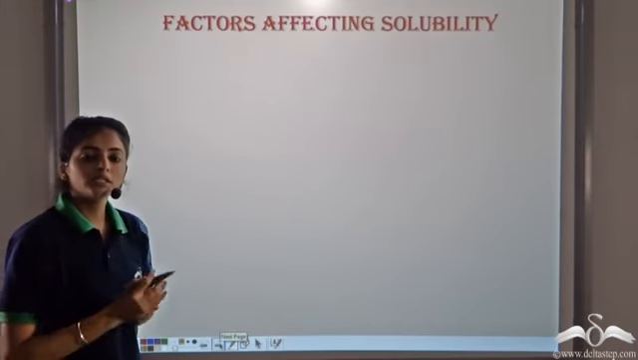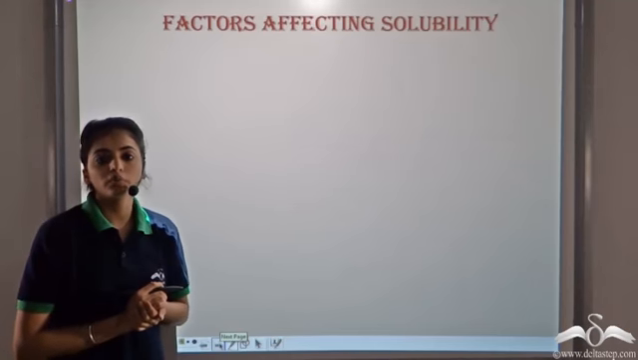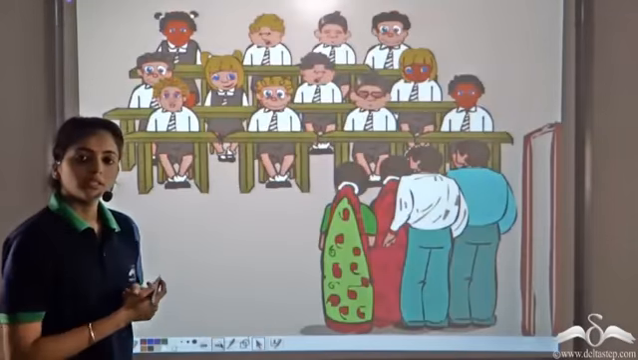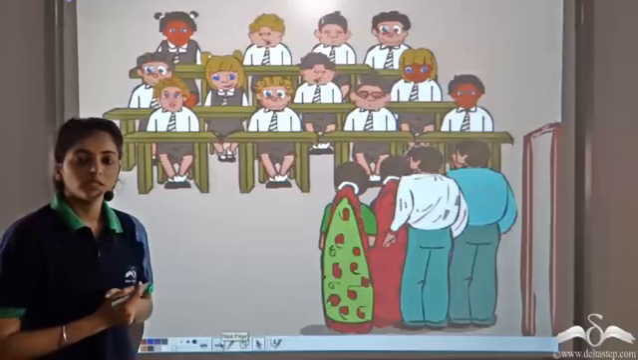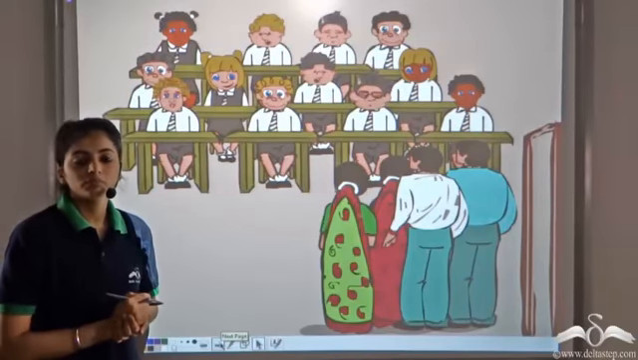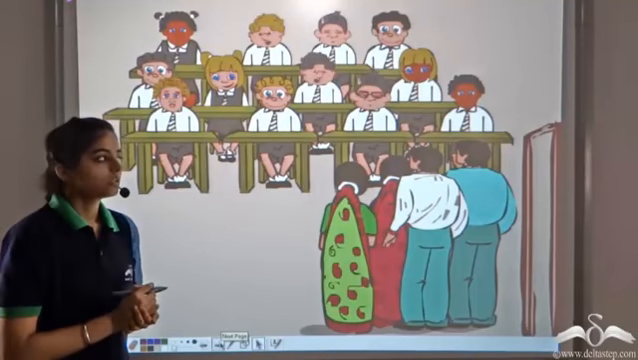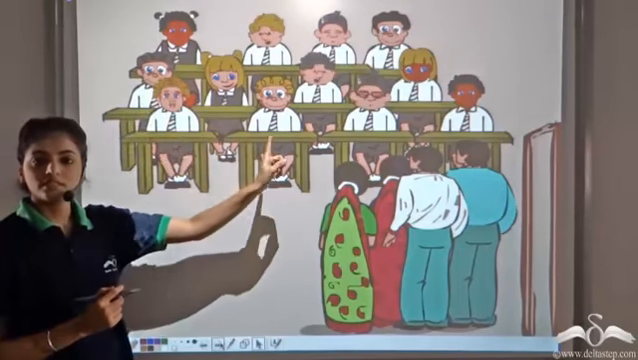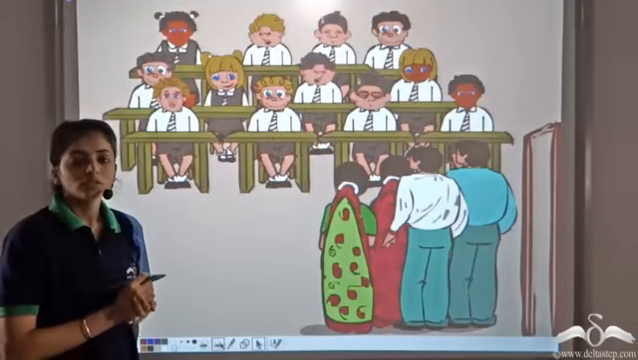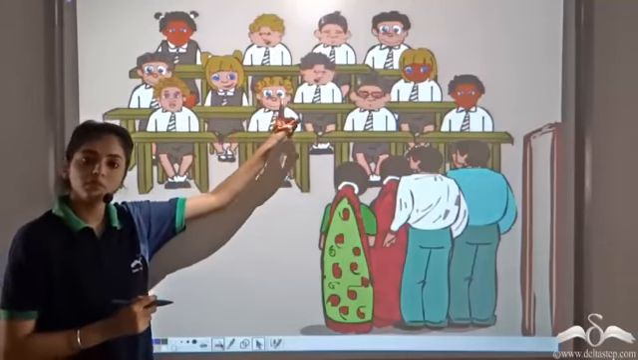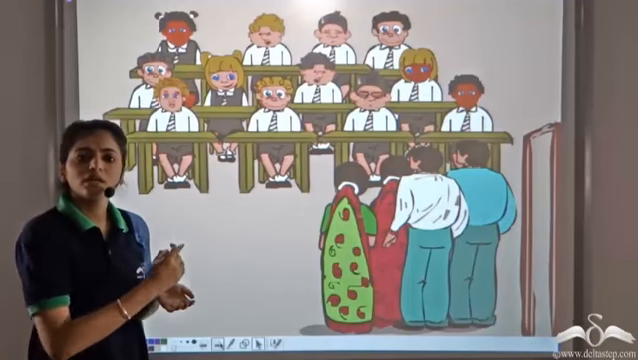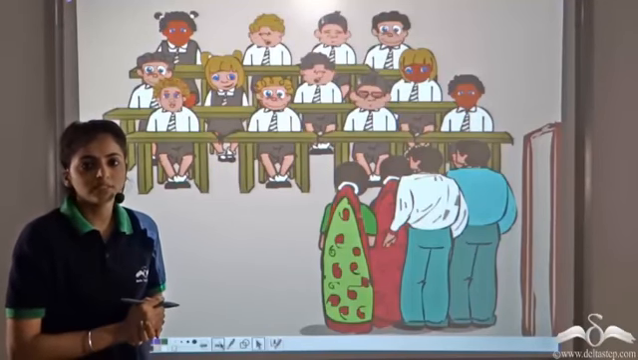Now let's see what are the different factors on which solubility depends. Say there is a class, it consists of some students. Now when their parents come to pick up their kids, the kids who are sitting on the sides, first their parents go and pick up those kids. Now the kids who are seated in between, their parents can come and pick up their kids. So it becomes a little lengthier process.